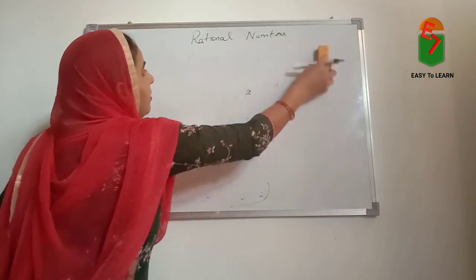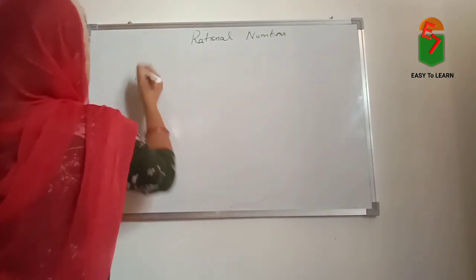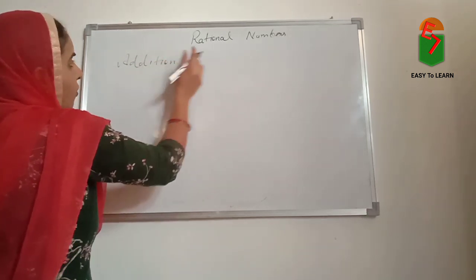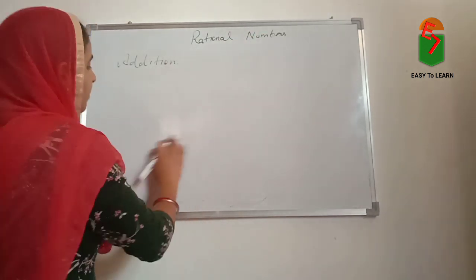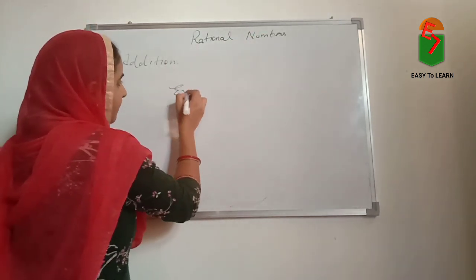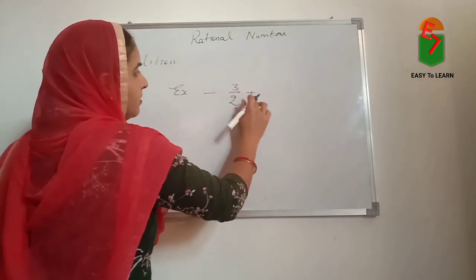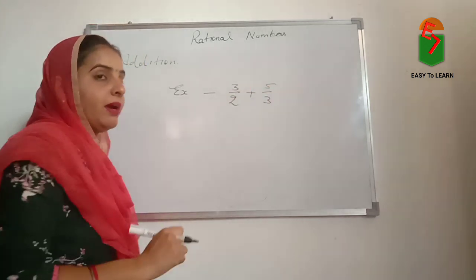Now we discuss addition of rational numbers. For this we take an example: 3 by 2 plus 5 by 3.